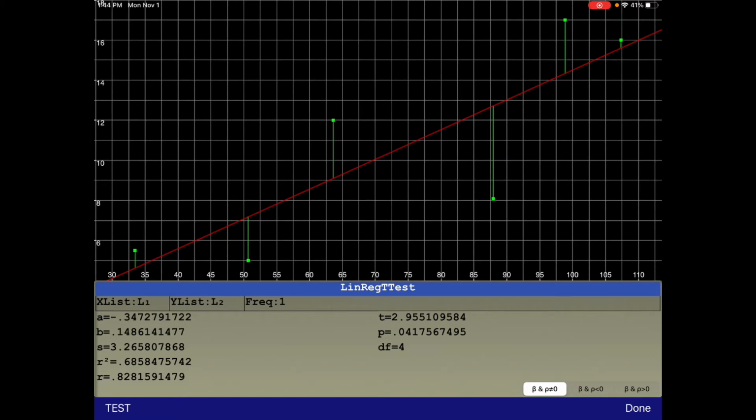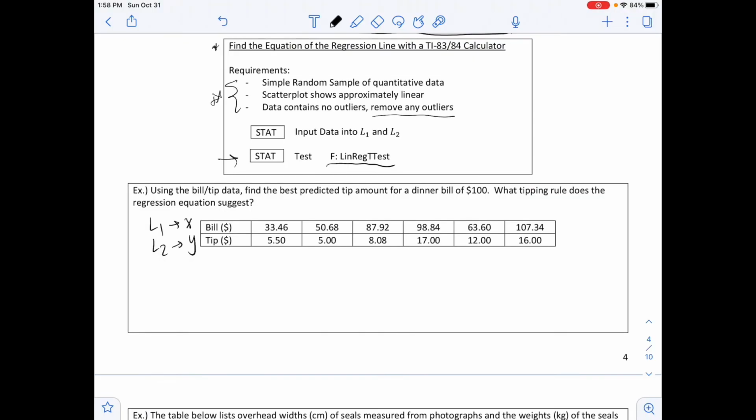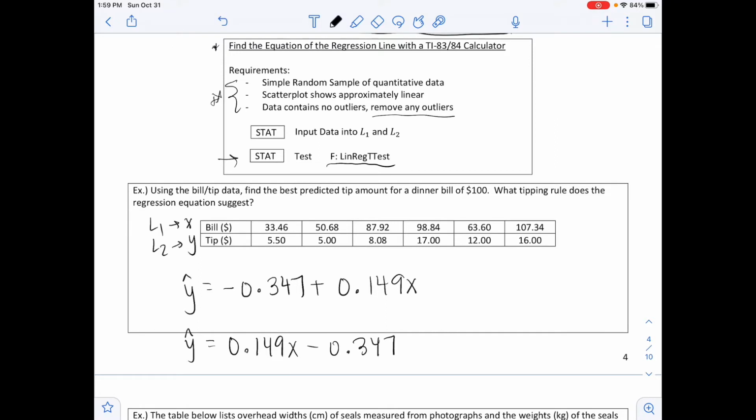So a is negative 0.347, and b is 0.149, and our equation is listed as y equals a plus bx. So from our calculator, we get y hat equals negative 0.347 plus 0.149x. If you would like to write this more like you would have seen the equation in an algebra class, you can flip around those terms and call this 0.149x minus 0.347. It doesn't matter. For my open math, it will prompt you for which one to write where.